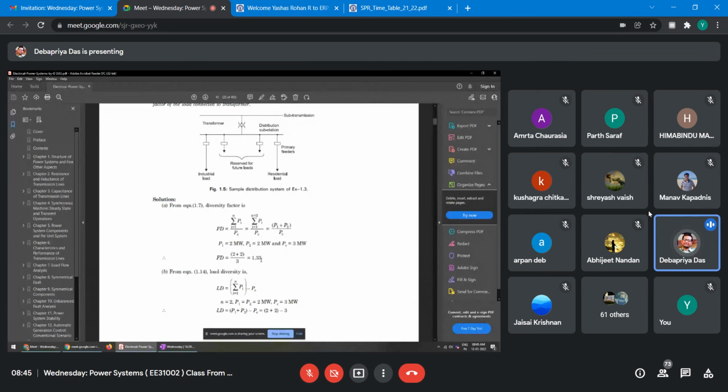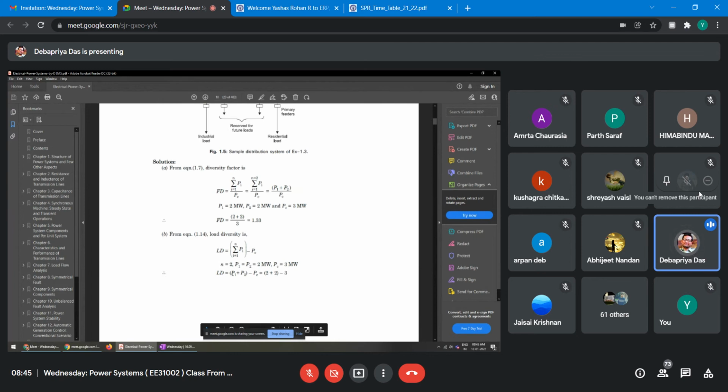So 1.33. Now load diversity is the sum of individual maximum demands, that is the sum from i equal to 1 to n of Pi, minus PC, right? So n is equal to 2, so it is 2 plus 2, 4, minus PC equal to 3, so it is 1 megawatt, right? That is the load diversity. That is the sum of individual maximum demands minus the combined maximum demand, right? So it is actually 1 megawatt.